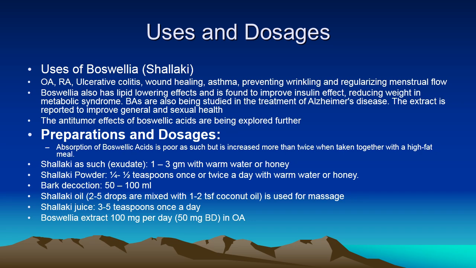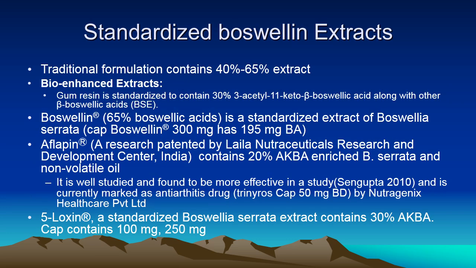There are various preparation doses. The powder exudate, decoction, Shallaki oil, Shallaki juice, and Boswellia extract purified 100 mg, that is 50 mg twice daily, is currently recommended in osteoarthritis. Other formulations can also be used depending on the availability and ability to prepare. The absorption of the Shallaki is poor as such, and therefore it is advised that it should be taken just after meals or with high fat meals.